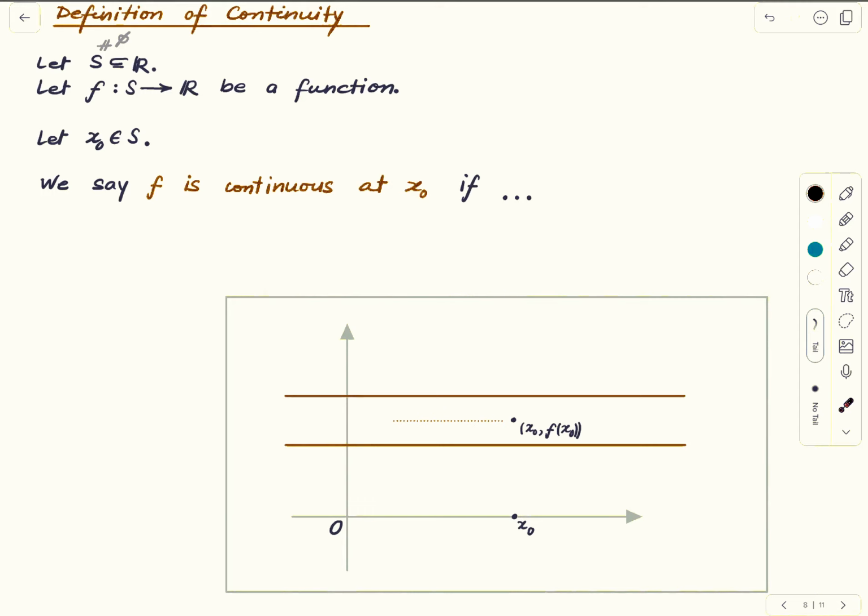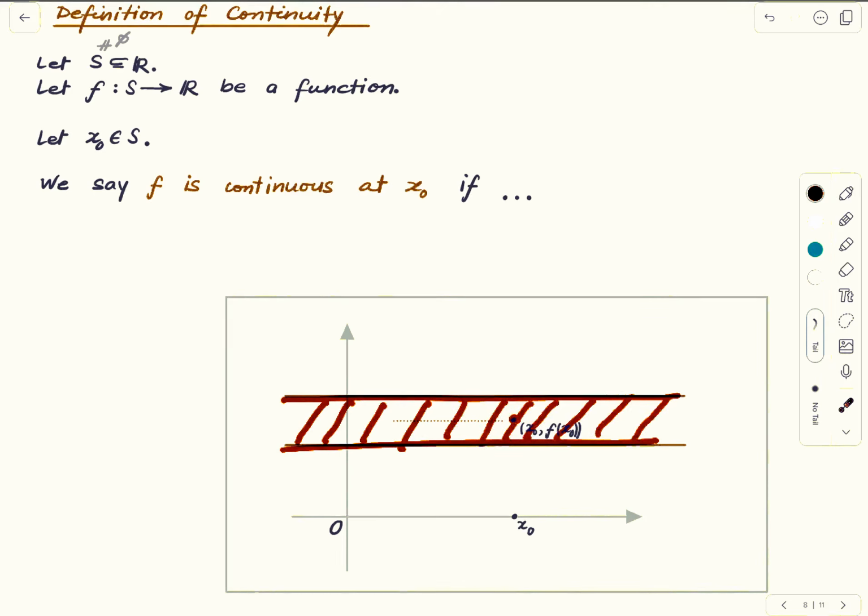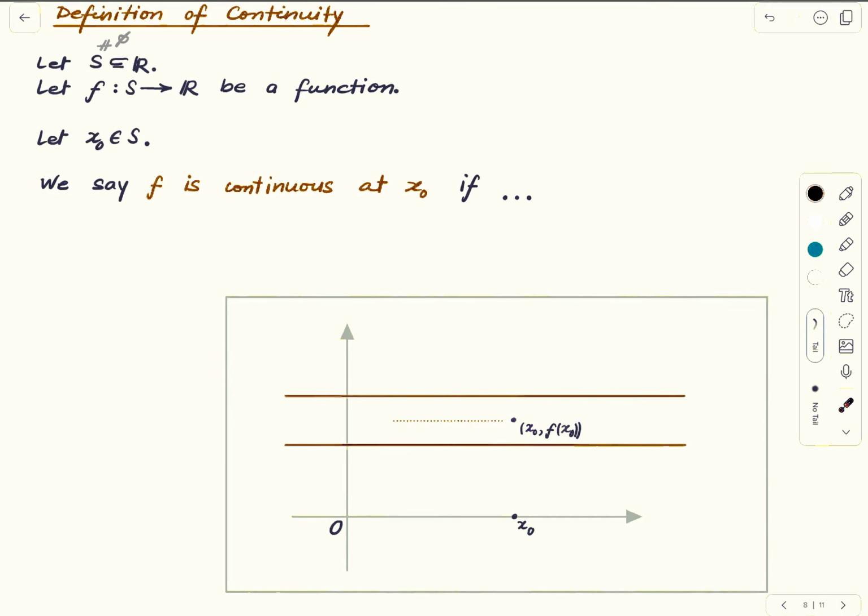That's the motivational thing. So let me verbalize that motivation. Choose a notion of nearness to f(x0). Basically choose an epsilon band around this point. Any point in this vertical line can be thought of as a point which is near f(x0). In fact, any point in this entire band should be thought of as something that is epsilon near f(x0). It is in the epsilon neighborhood of f(x0).